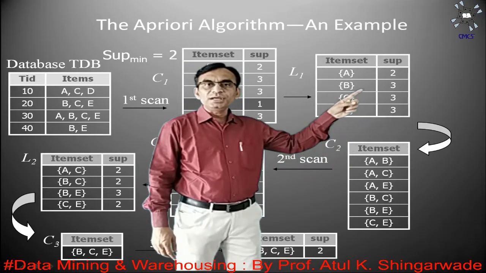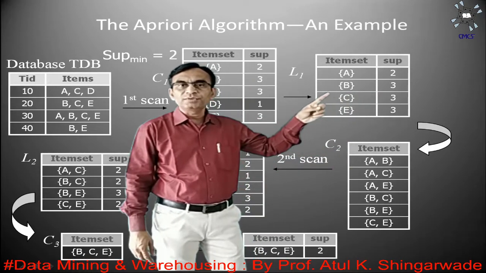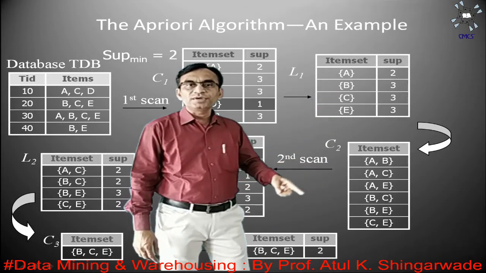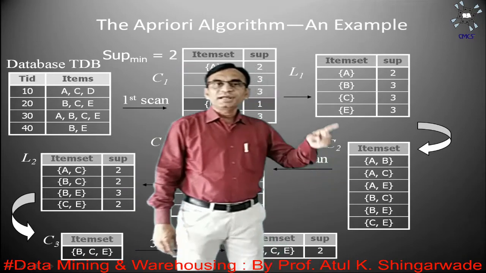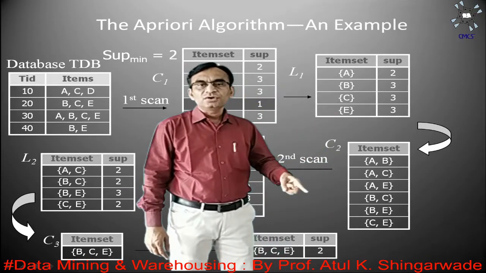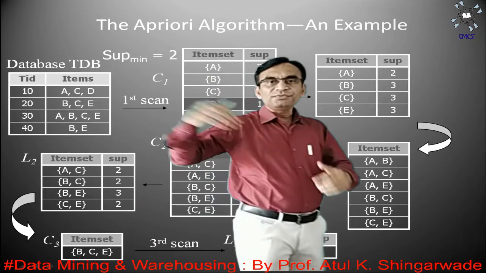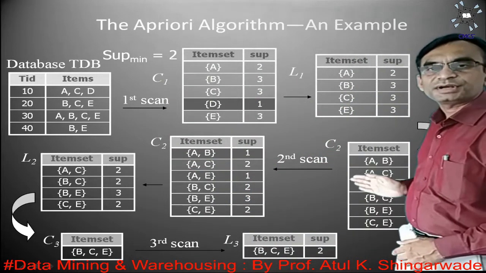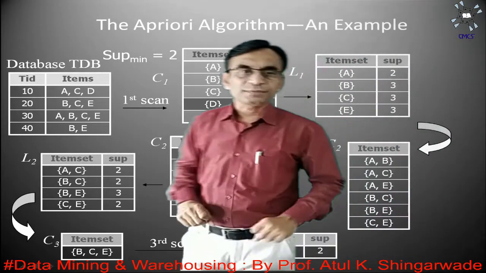Then we can have B that can be combined with C. Then we can have D that can be combined with E. Then we can have C that can be combined with E. Because with the previous one it cannot be combined, because it already occurs inside this particular data set. So this is the combination.